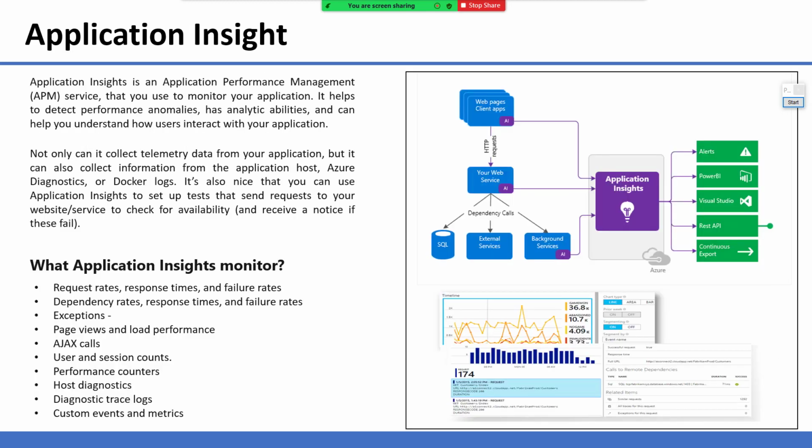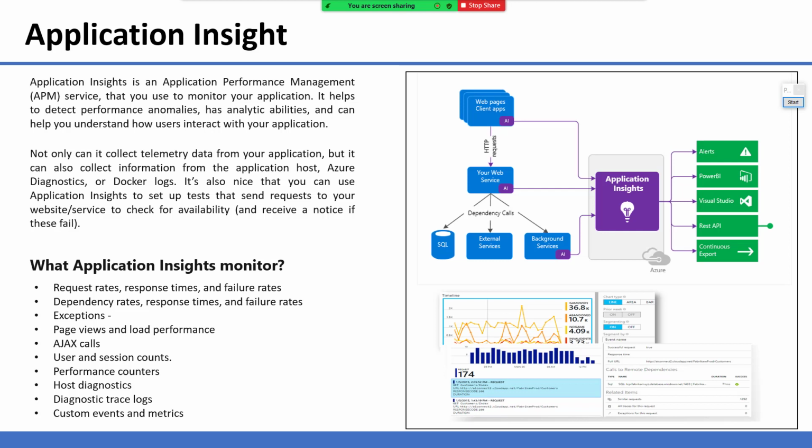Now it comes to Application Insights. So what is Application Insights? Application Insights is in the cloud from day one, right? Application Insights is an application performance management service. It's an APM tool and it is used to monitor your application. Along with the application, you can also monitor some services.